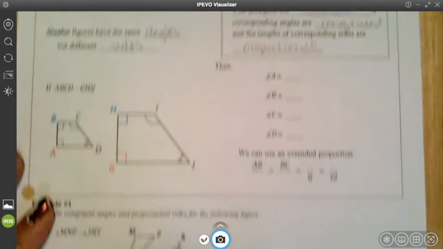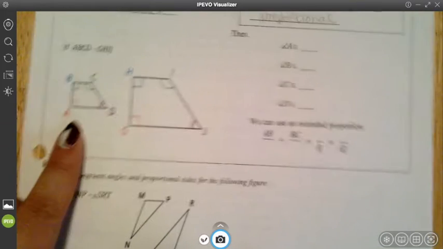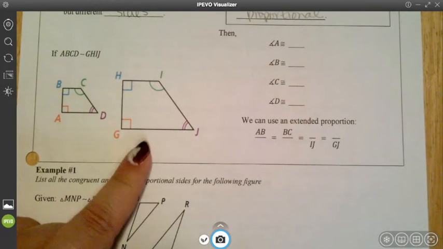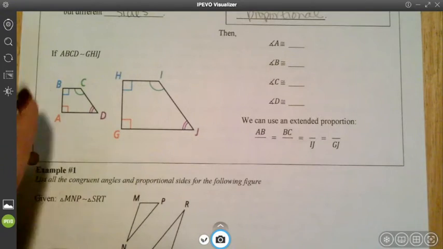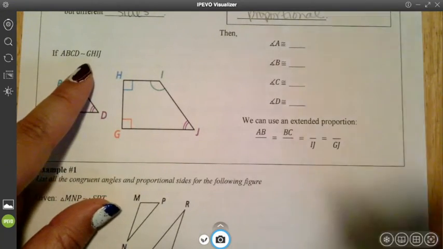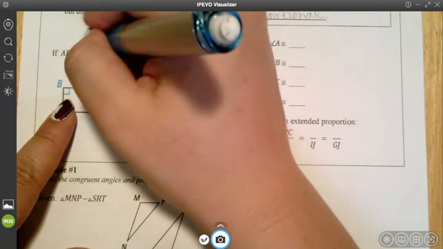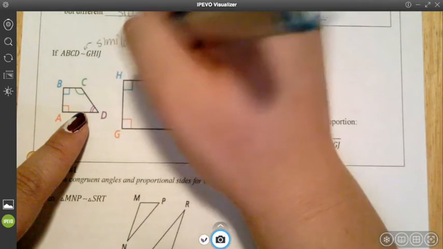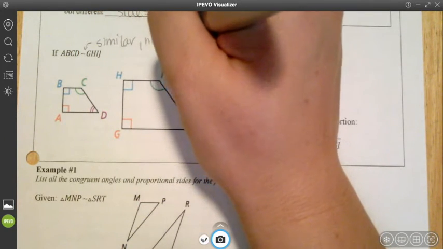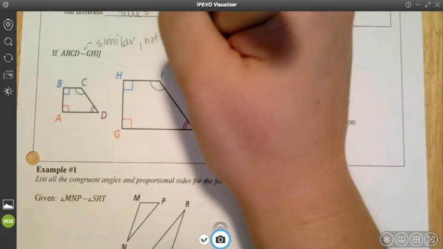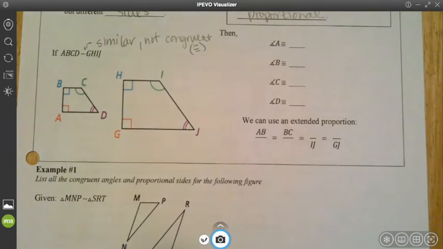So for polygons, what that looks like is we can have quadrilaterals here, A, B, C, D, and G, H, I, J. And then we can know from this similarity statement, notice it doesn't have an equal sign anymore. This means similar, not congruent, which was with an equal sign underneath it. Okay, so similar is called a tilde, the little squiggle.